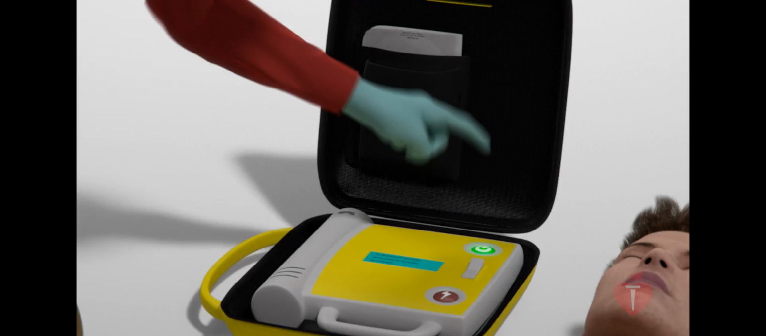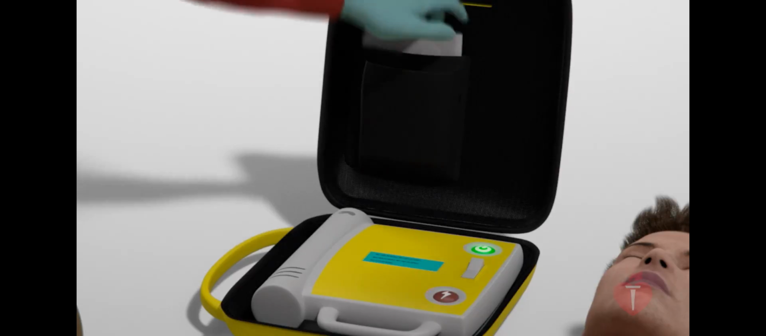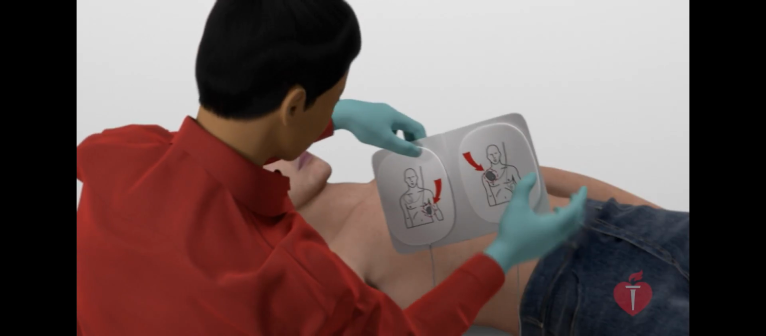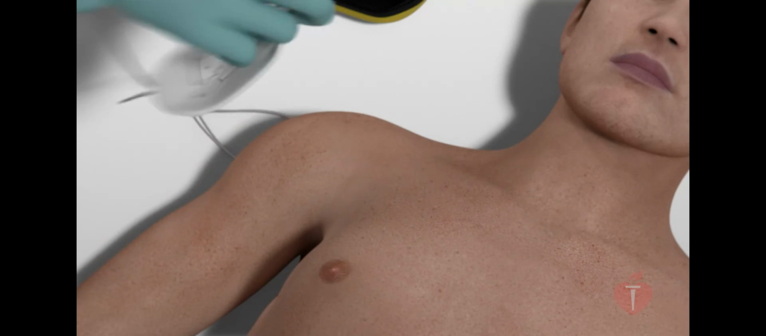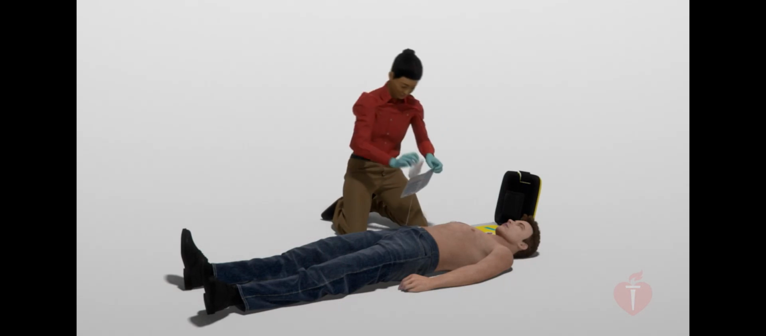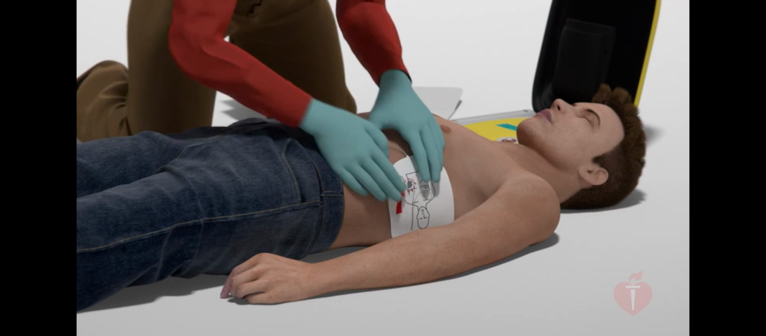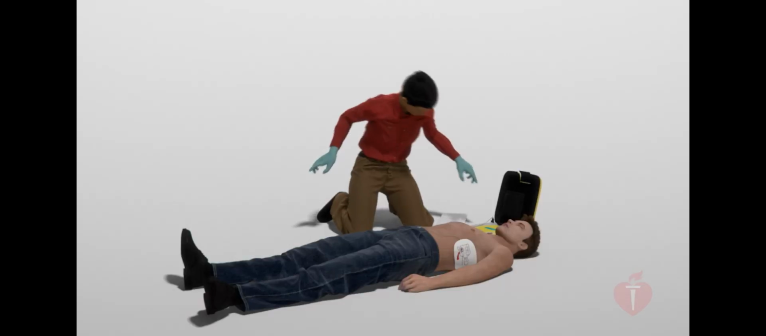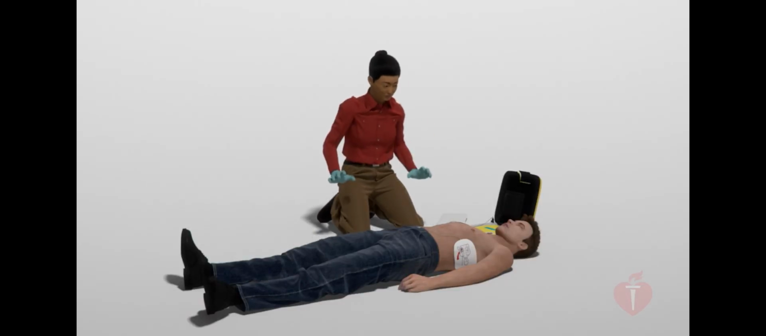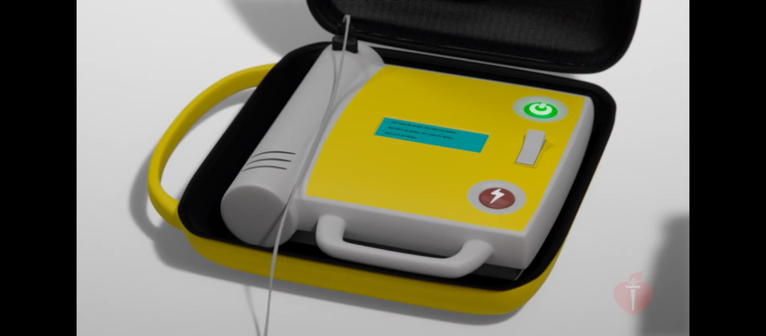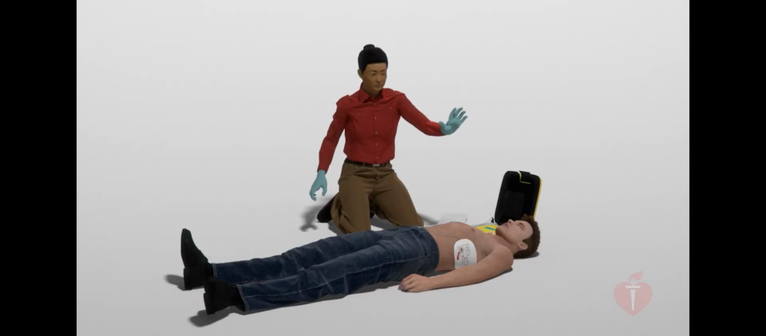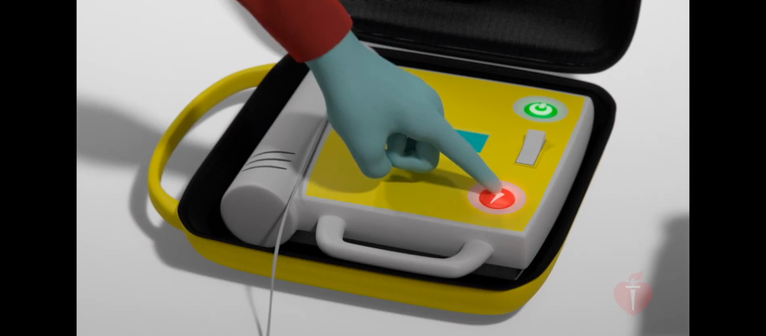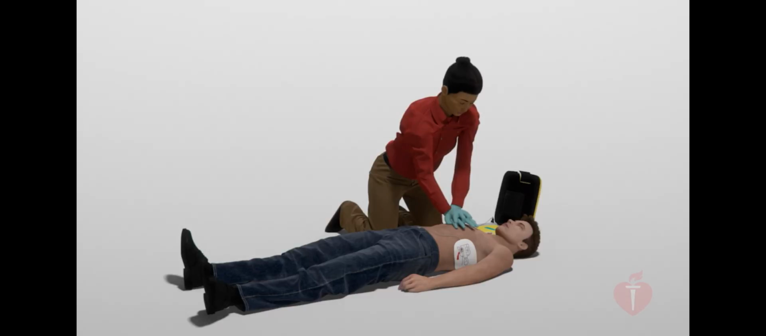AEDs may have adult and child pads. Make sure you use the adult pads on anyone 8 years of age or older. Peel away the backing from the pads, following the pictures found on the pads. Attach the adhesive pads to the person's bare chest. If the AED recommends a shock, it will tell you to stay clear of the person. If the AED tells you to clear the person, then loudly state, "Clear." Look to be sure no one is touching the person just before you push the shock button. As soon as the AED gives the shock, immediately resume chest compressions.